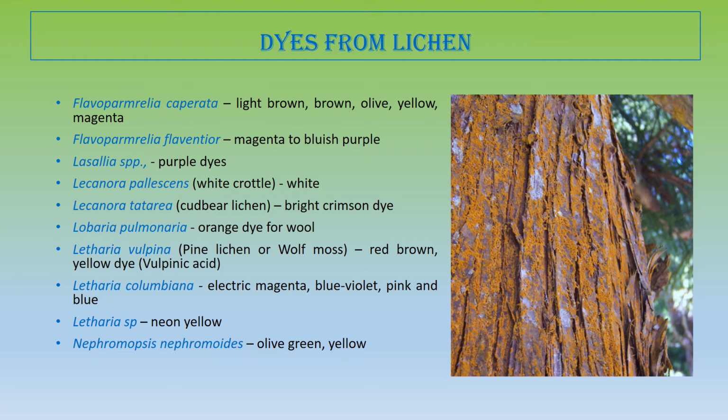And next is Nephromopsis nephroides. Nephromopsis nephroides also belongs to the same family, Parmeliaceae, as Letharia. Letharia and Nephromopsis both belong to family Parmeliaceae. So Nephromopsis is a tetrarioid type of lichen, which means that the photosynthetic partner is the Cetraria.